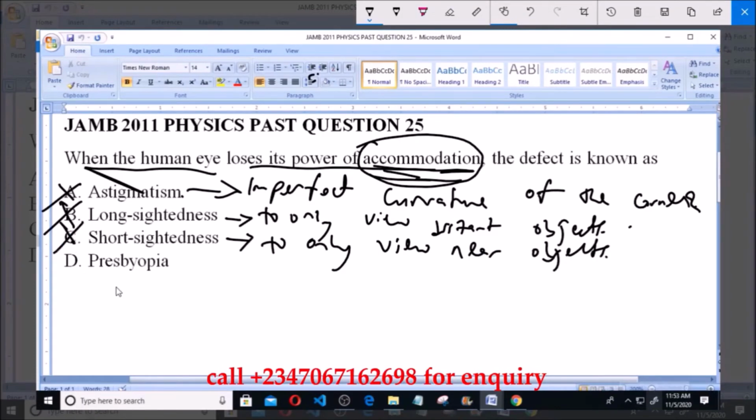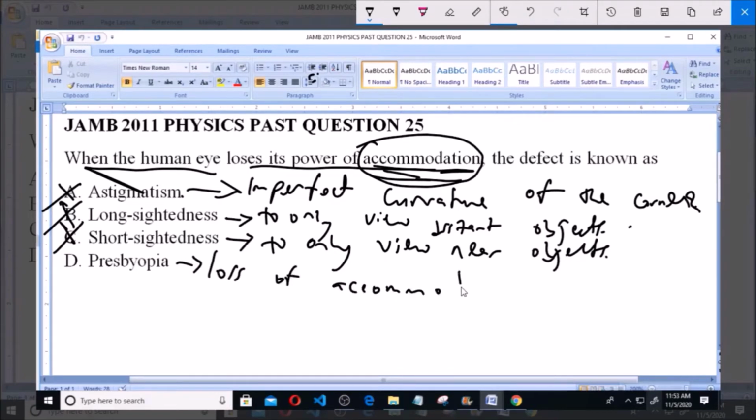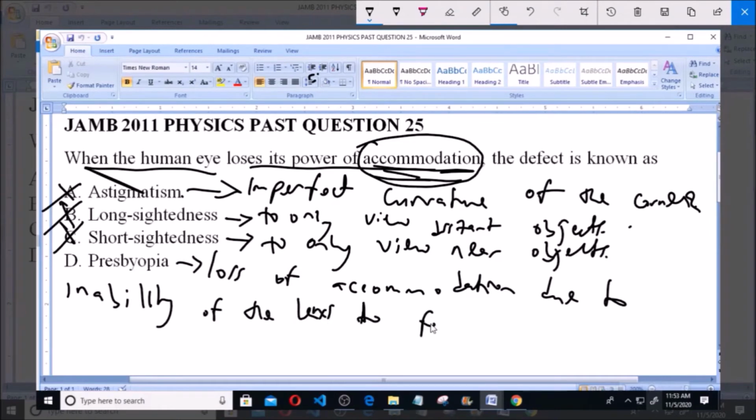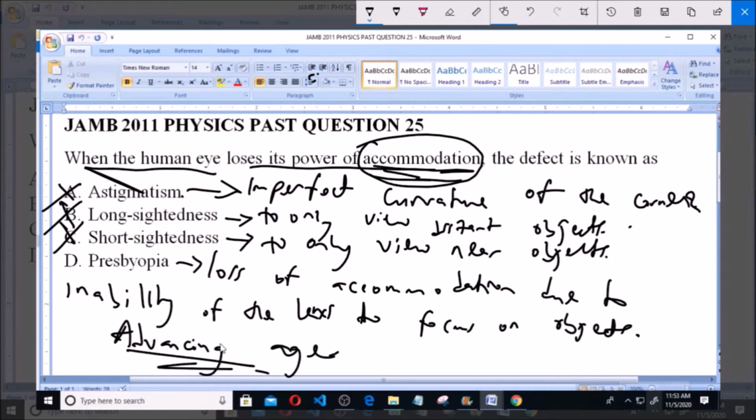But D says presbyopia. Now, presbyopia is best or usually described as loss of accommodation due to inability of the lens to focus on objects. Now, it is usually associated with advancing age, so it's an eye defect usually associated with the elderly. So it is actually what we have described here in the question. So D is the answer to this question, presbyopia.